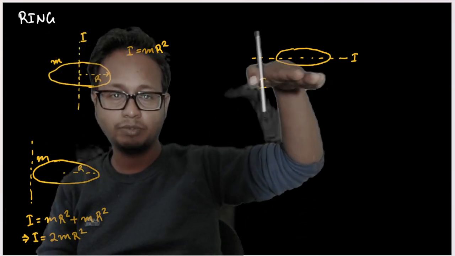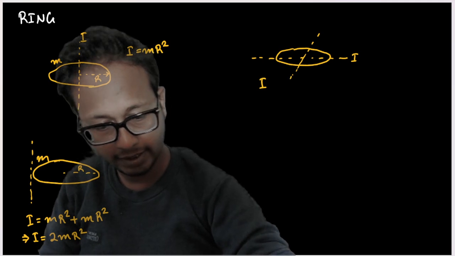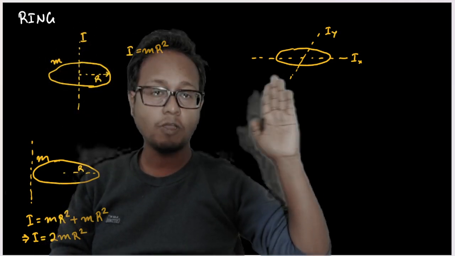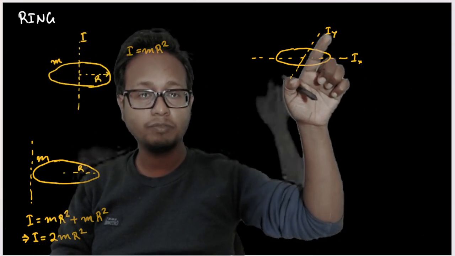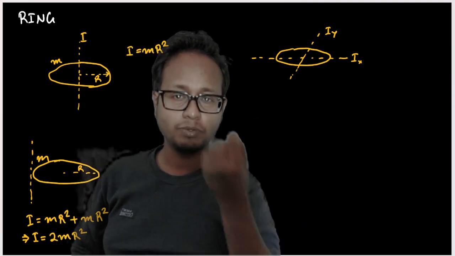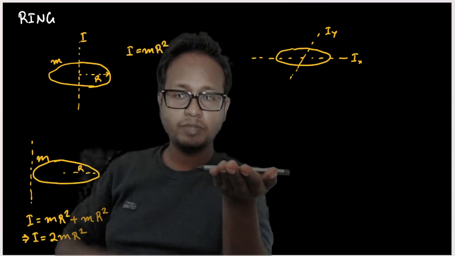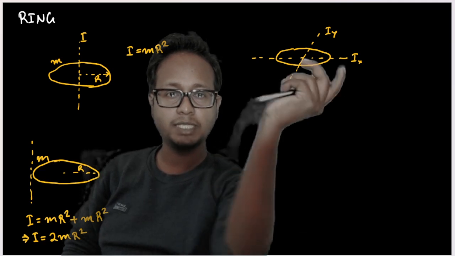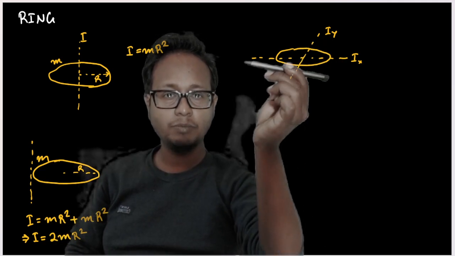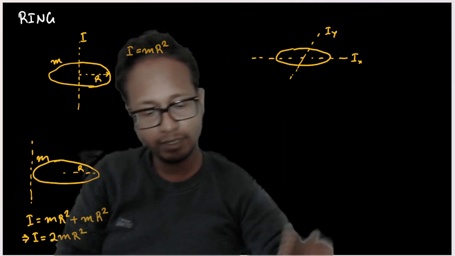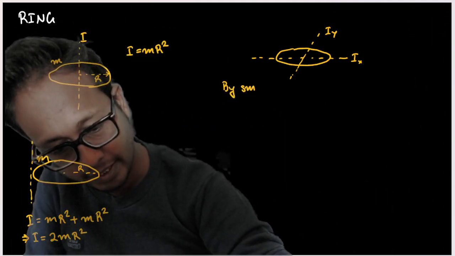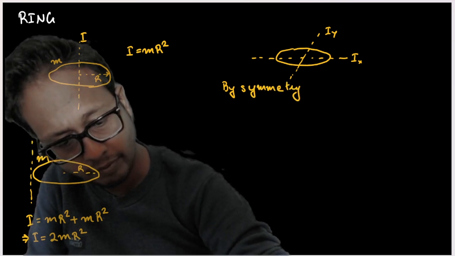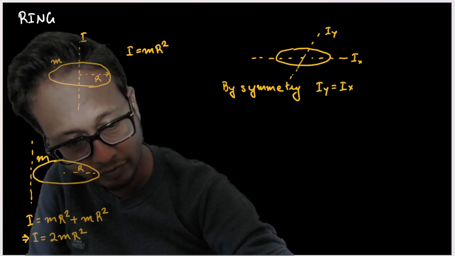Here I can use the perpendicular axis theorem, because if I draw another axis perpendicular to this axis, I can call this axis Ix and the other Iy. By observation, the moment of inertia through Ix is equal to the moment of inertia through Iy because of the symmetry of the body. A ring is circular, so if you rotate this Iy axis by 90 degrees, it becomes the Ix axis. So by symmetry, Iy is equal to Ix.